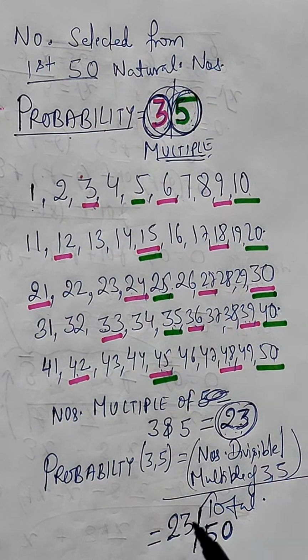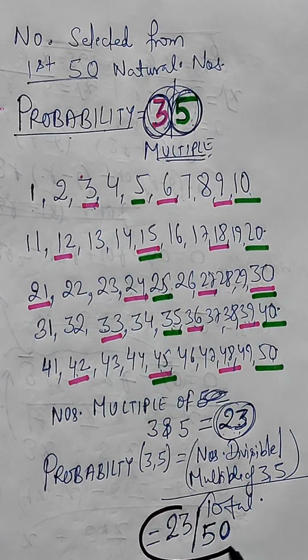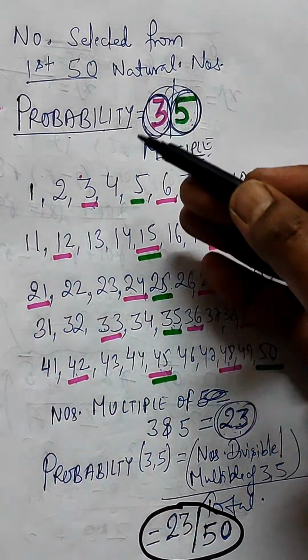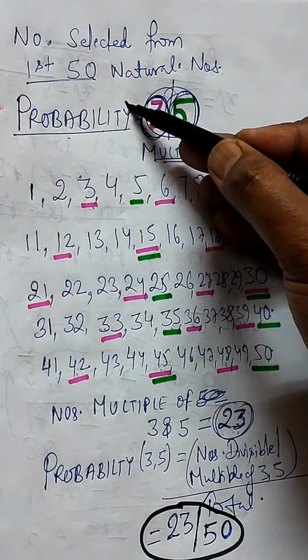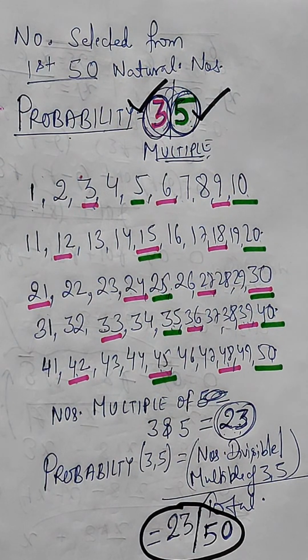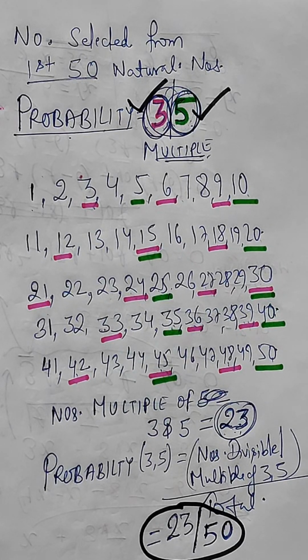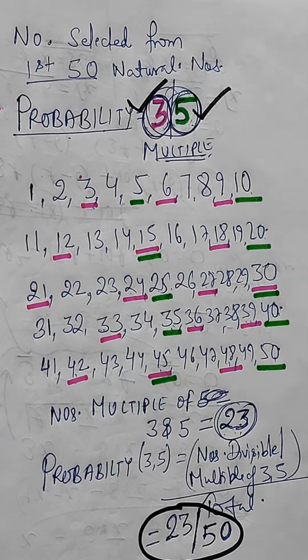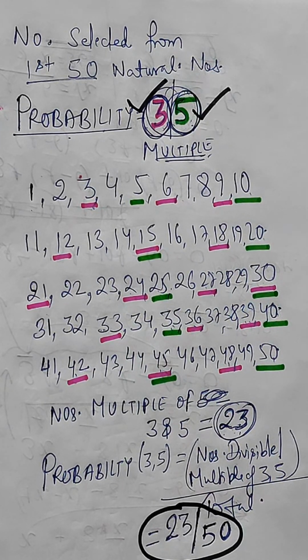So this is your answer. 23 by 550 is the probability of all such numbers which are either divisible by 3 or divisible by 5, right? Now what we will do, we can solve some more questions from probability. Okay, let us take some more questions.